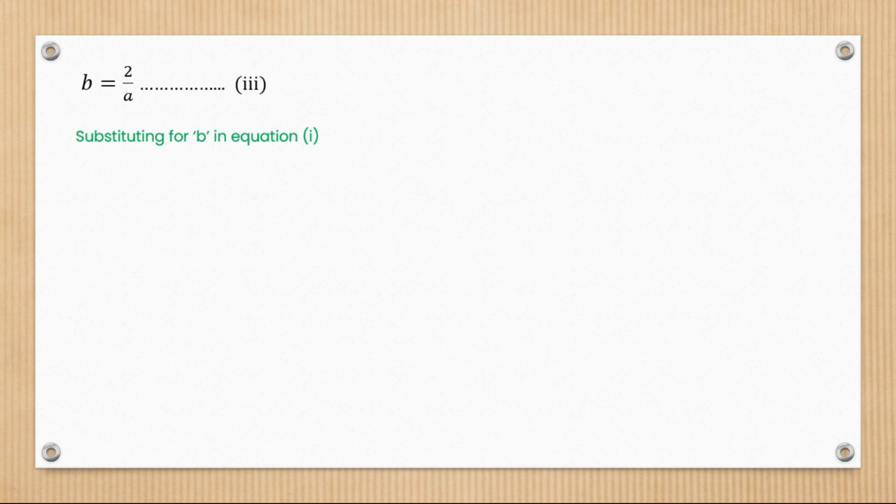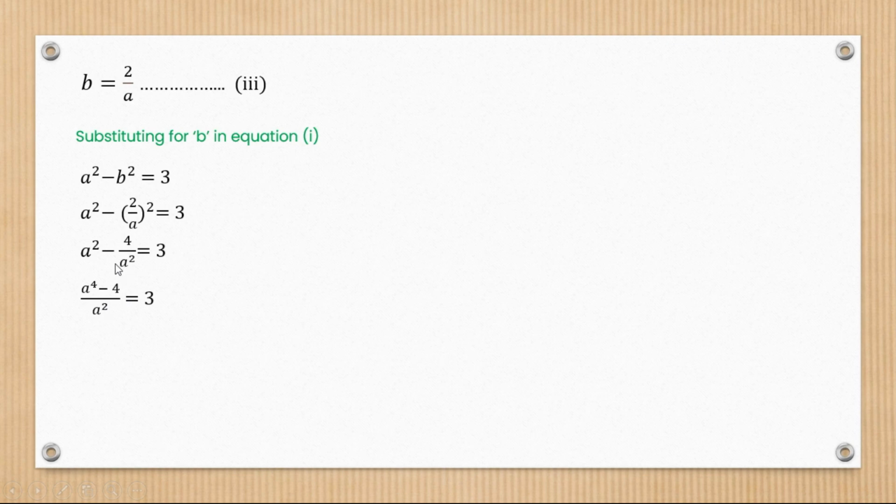Substituting for b in equation 1, equation 1 was a squared minus b squared is equal to 3. When we substitute the value of b, we end up having that. Then when we square those brackets, we have 4 over a squared. Now we can find the LCM, and we can see that the LCM is a squared. Here we're going to have an imaginary 1. So a squared divided by 1 is a squared, and then a squared times a squared is a to the power 4. Then a squared divided by a squared is 1. 1 times 4 is 4.